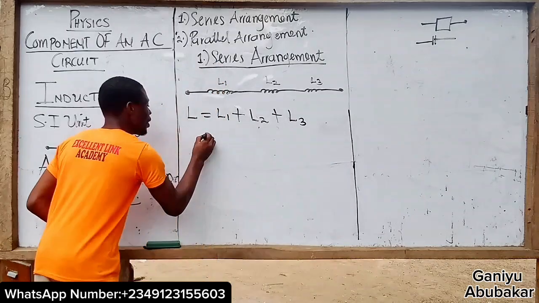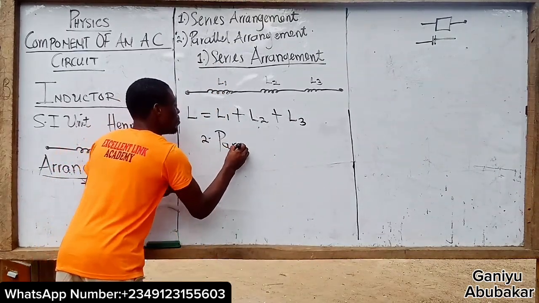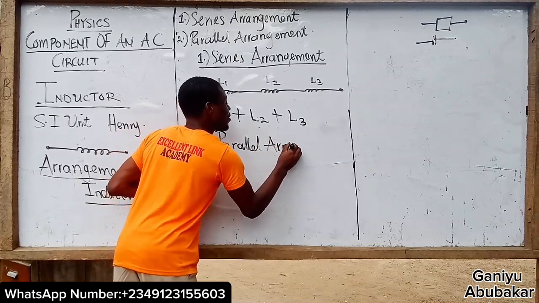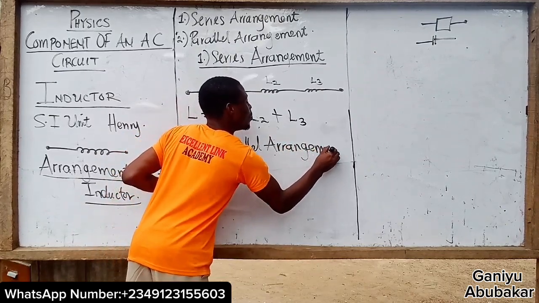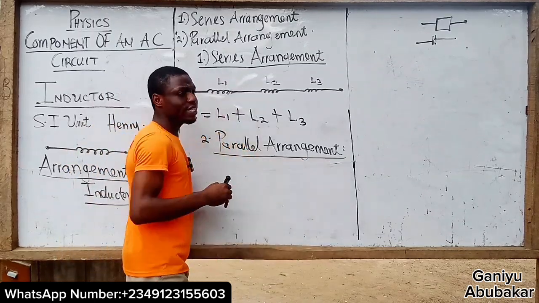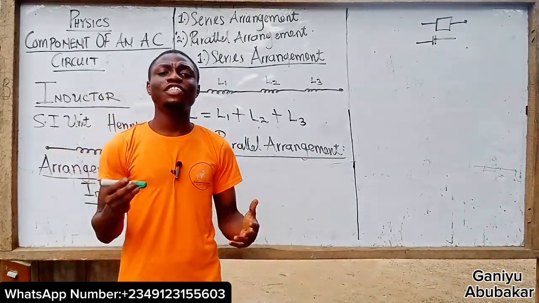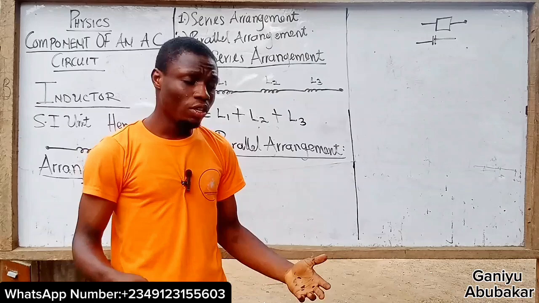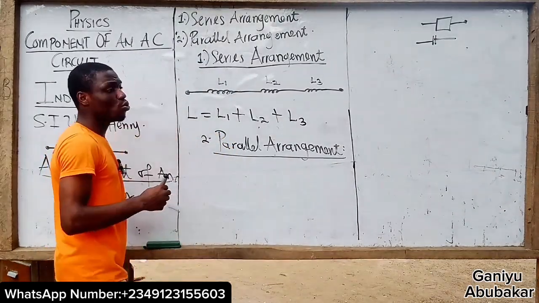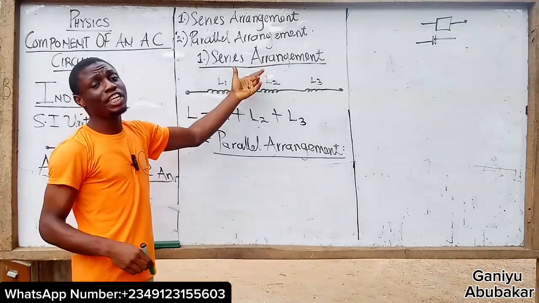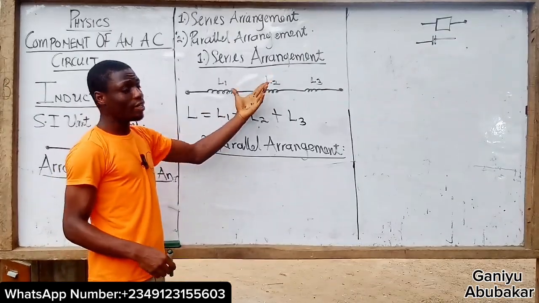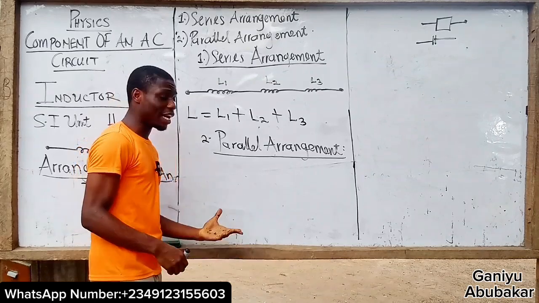Let us call the second one the parallel arrangement. For the parallel arrangement, the definition is simply the side-by-side arrangement of inductors. As shown below, I'll draw a diagram for you here. When it comes to series arrangement, the keyword is end to end. For parallel, it is side by side, as you can see below.